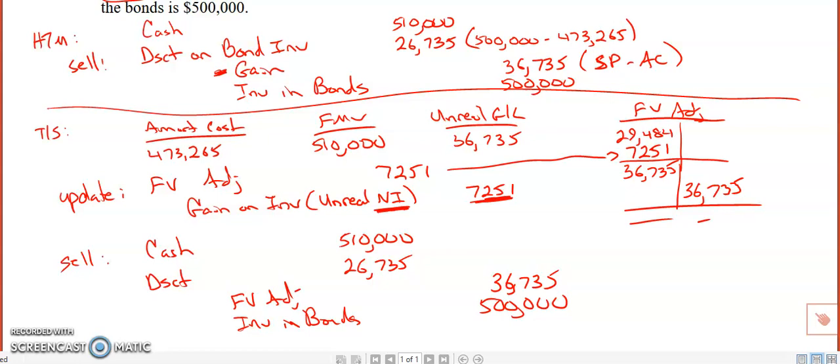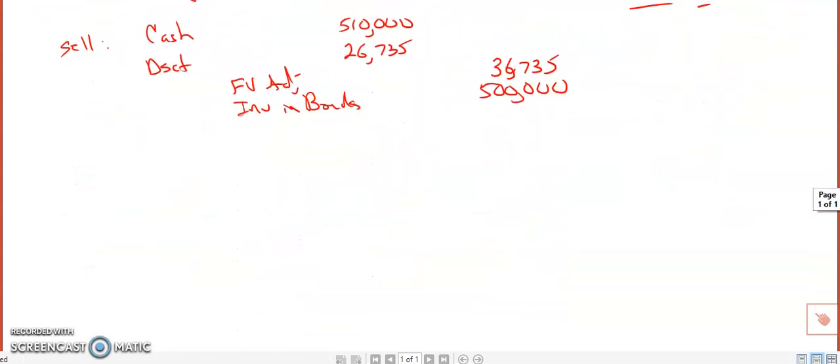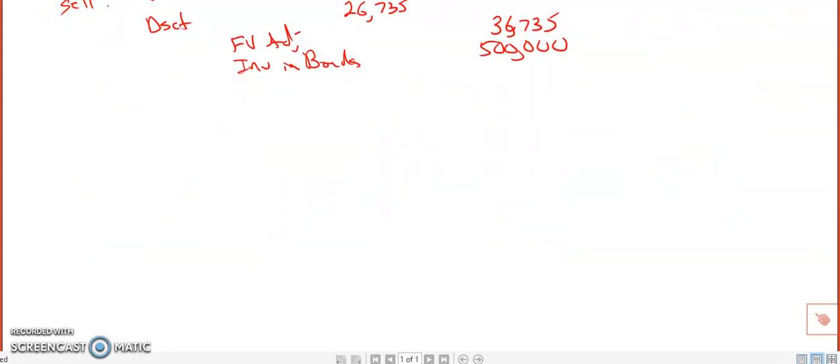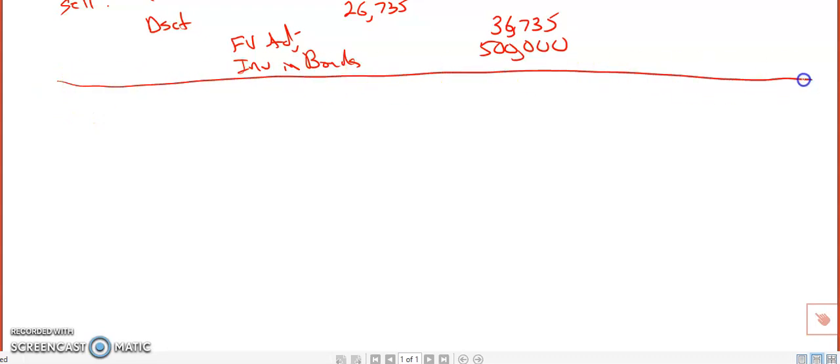Now, lastly, we have available for sale. Remember, available for sale also uses a fair value adjustment, but it goes through other comprehensive income. So this one's a little bit different. This one actually has three journal entries. So for available for sale, I'm going to just write this.